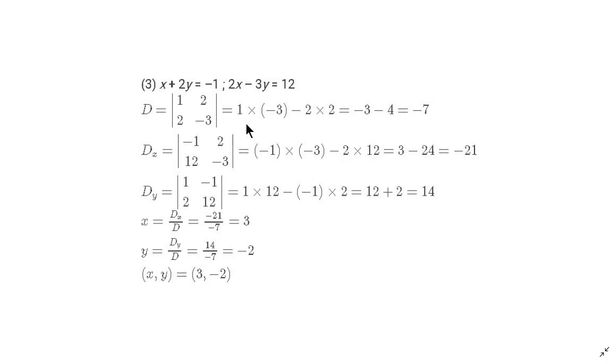1 into minus 3 minus 2 into 2, that is minus 3 minus 4, which is minus 7. Similarly, these are also calculated. Then x is equal to dx upon d, minus 21 upon minus 7 is equal to 3. 14 upon minus 7 is equal to minus 2. So the ordered pair solution (x, y) is the value of x 3, the value of y minus 2. This is the solution.